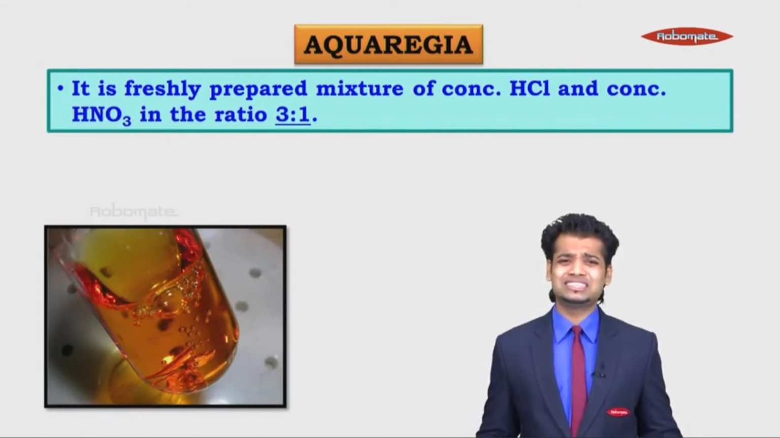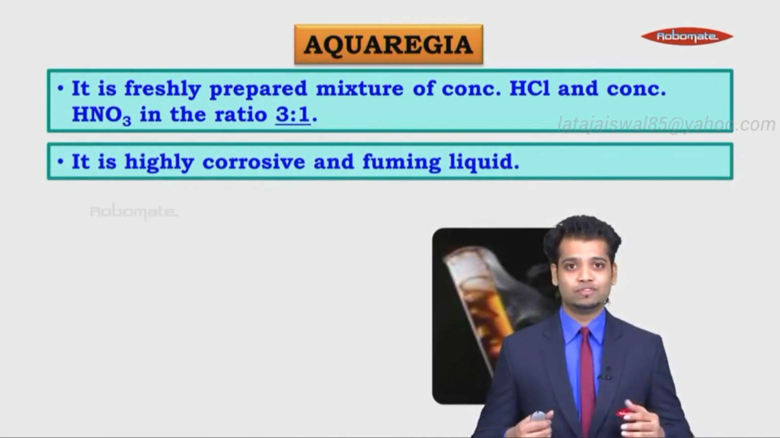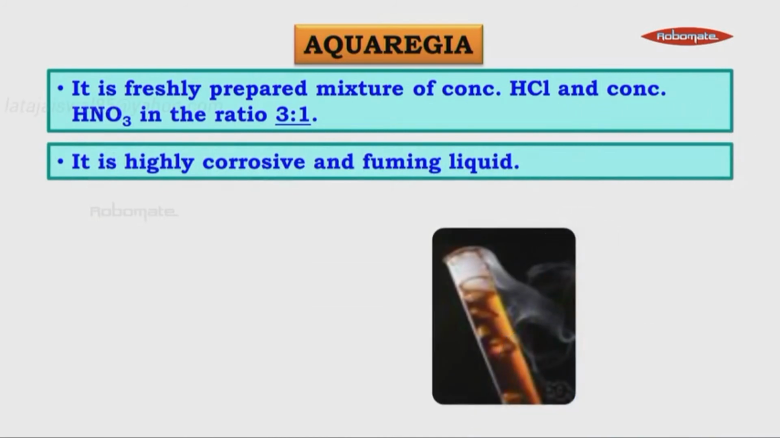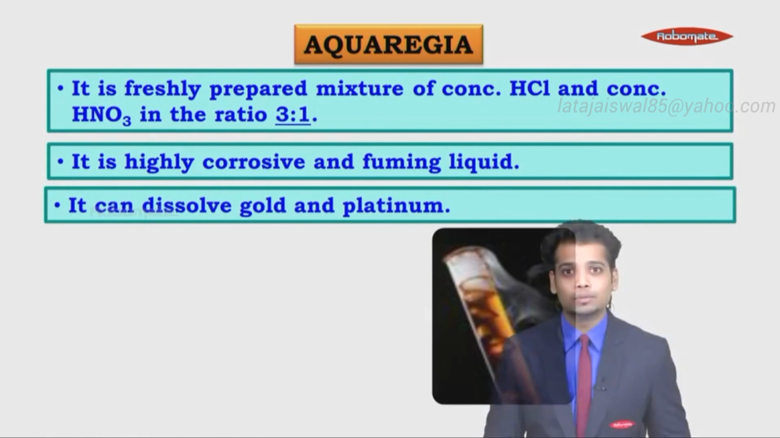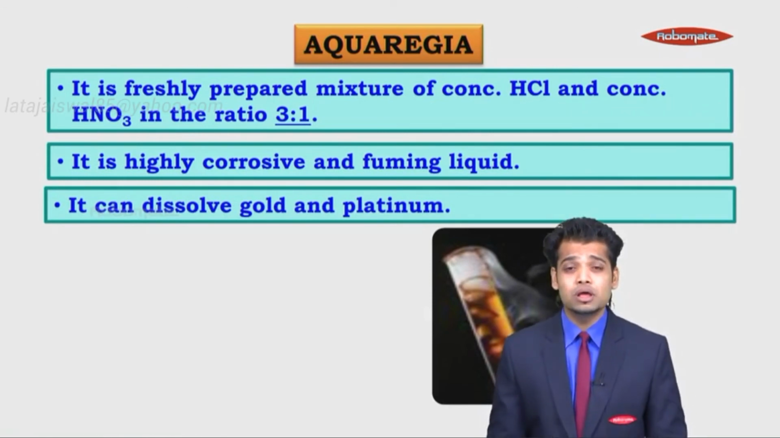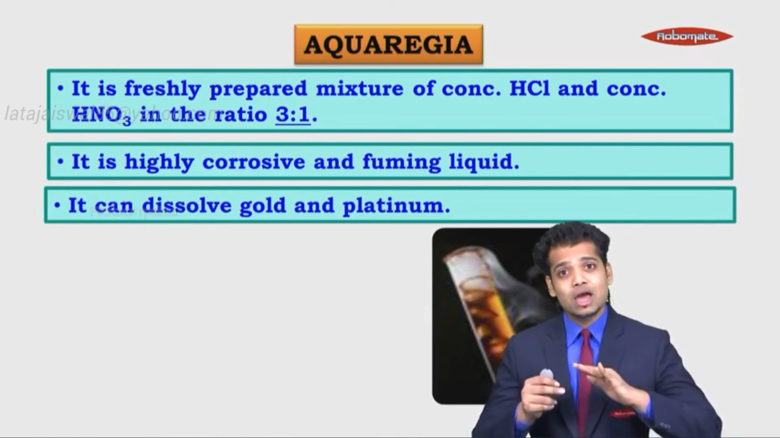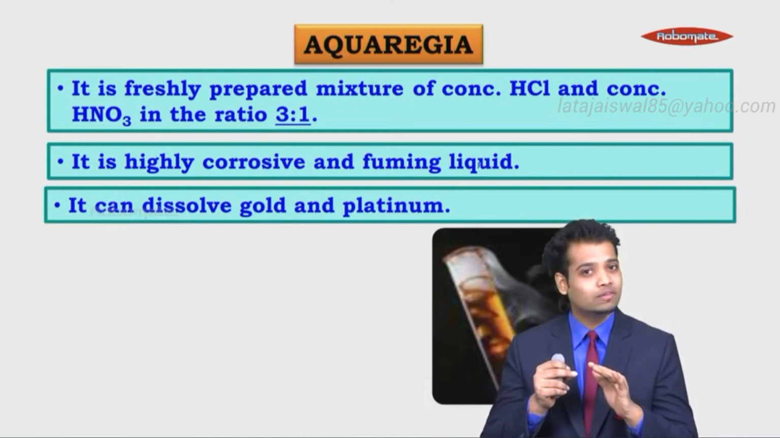So sir, what does this aqua regia do? It does nothing. It is a highly corrosive and fuming liquid. So sir, if it is corrosive, then big deal. It is a highly corrosive, fuming liquid which can dissolve gold and platinum. What? Gold and platinum? Meaning, when they are polishing your gold, they are not doing it for free.